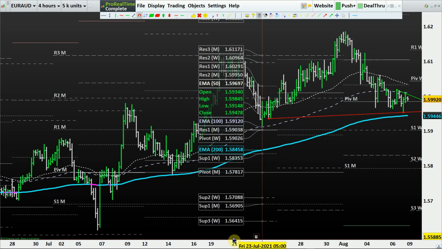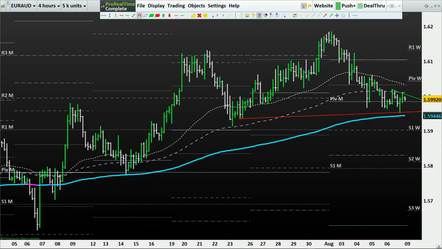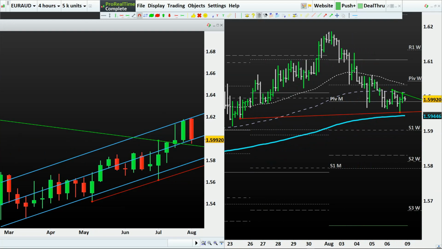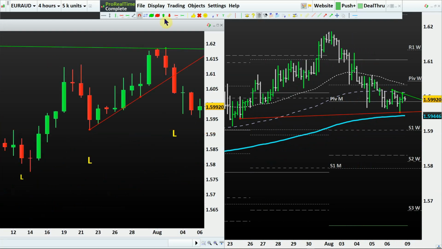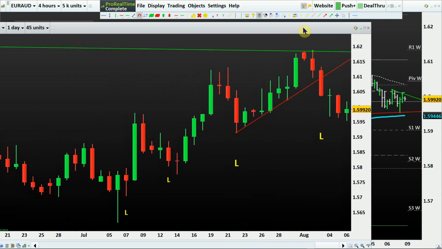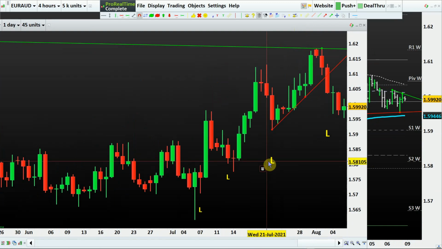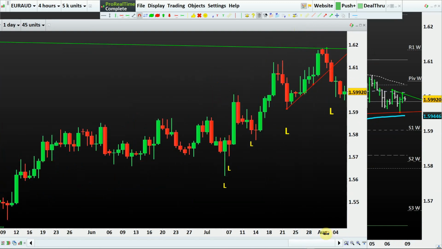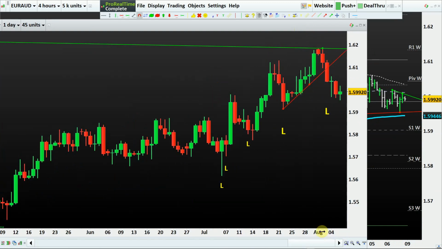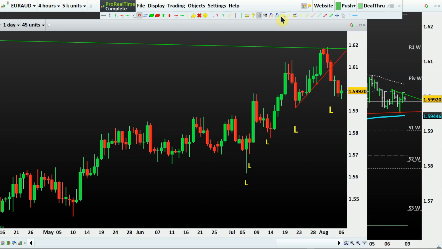Why you will short? Because daily, if you go to the daily. This is daily. On daily, it is a downtrend. Downtrend, I mean, is this? I'll ask you. Okay. First, let me draw this.